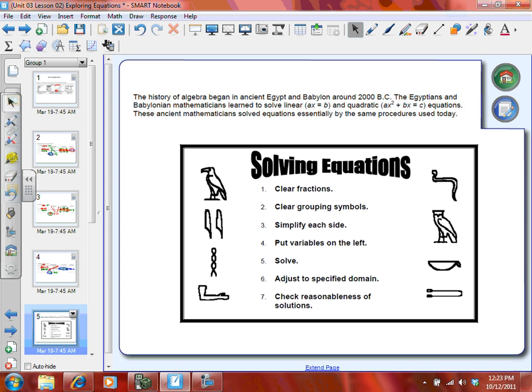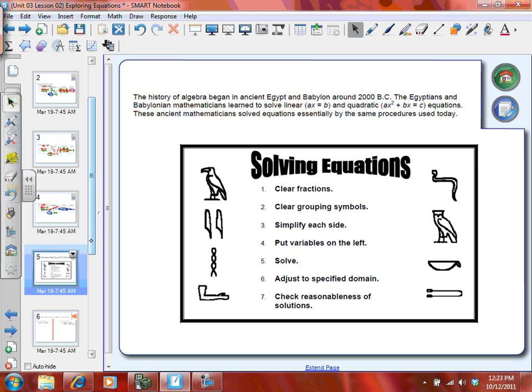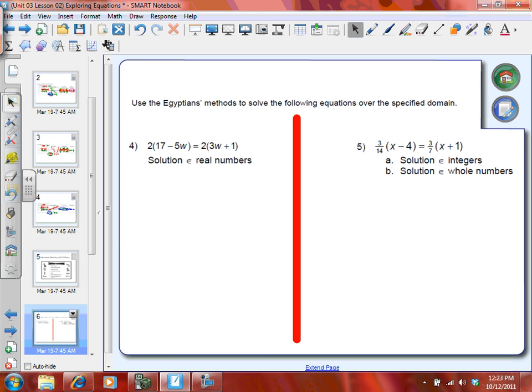So they give you some steps here. Step 1, clear your fractions. Step 2, clear your grouping symbols. Step 3, simplify each side. 4, put the variables on the left. 5, solve. 6, adjust to specific domain. And 7, check for reasonableness. All right? So let's take a look at some that we have to work out algebraic.